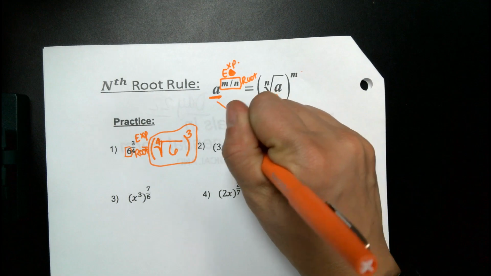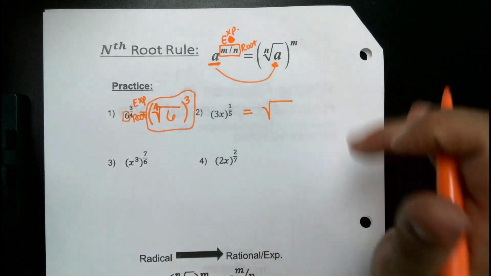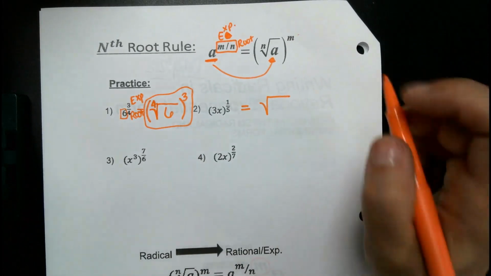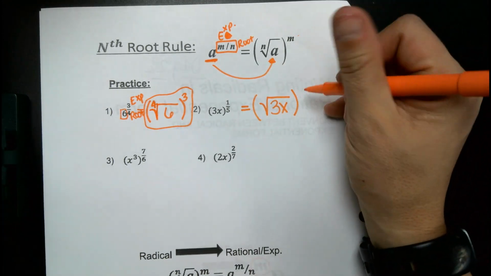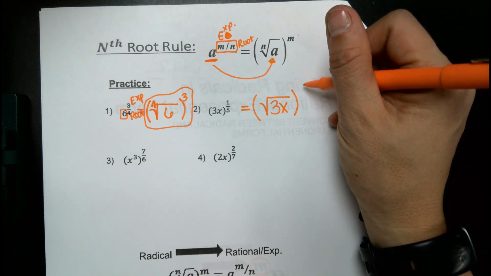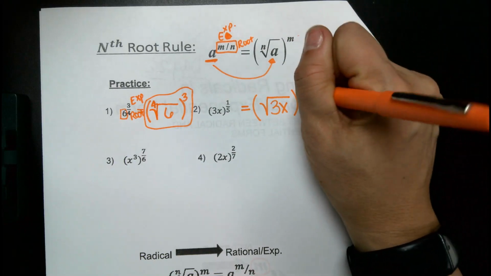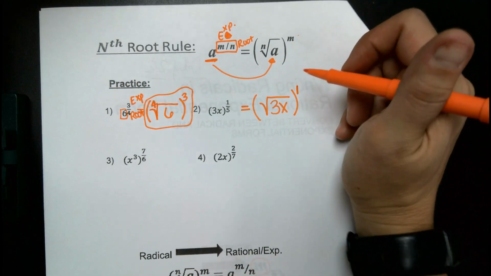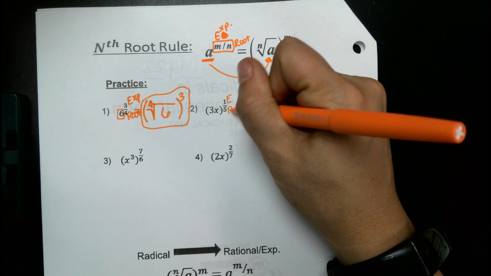Okay, so for number 2, what goes inside the radical? The 3x. What number is on the outside? Do we ever have to show an exponent of 1? We don't have to, can we? Yeah. So if it makes you feel better by putting the 1 there, put it there, but you don't have to. And then if my root is a 5, you've got to make sure you put it in right there.